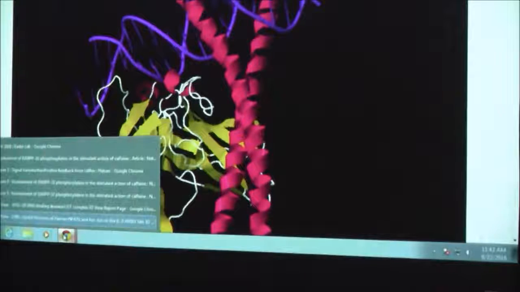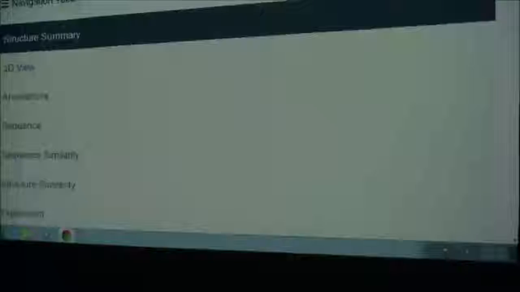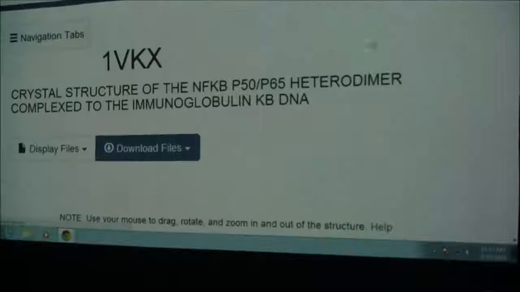Let's see, what time is it? So we have time for one more picture. The last picture is a beta sheet. So this is P50, P65. These are important, I think, cancer-related transcription factors. And where are my navigation tabs? 3D view, great.